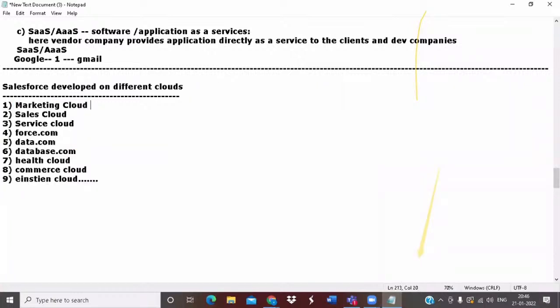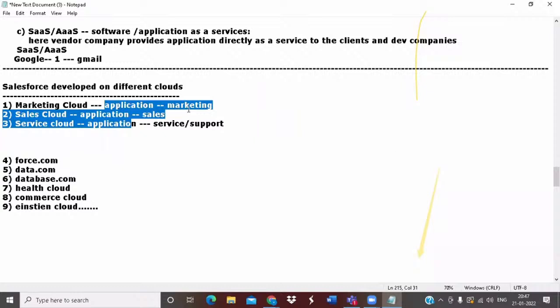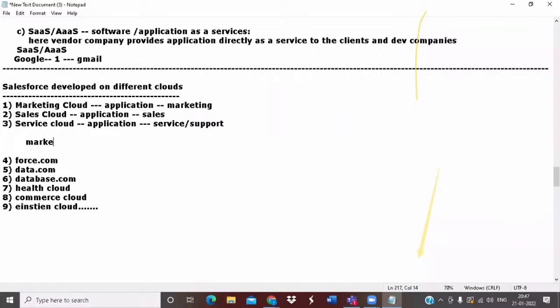So let me start with Marketing Cloud. Marketing Cloud is an application related to marketing. Sales Cloud is also an application related to sales. And Service Cloud is also an application related to service. So Marketing Cloud, Sales Cloud, and Service Cloud, all these three applications are related to marketing, sales, and service. Marketing plus sales plus service.